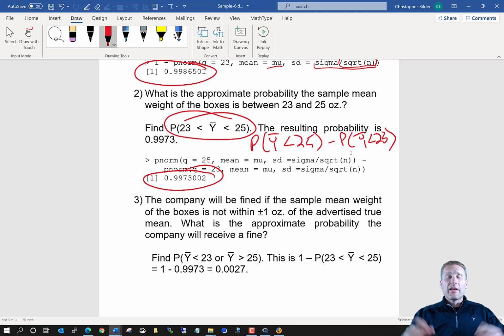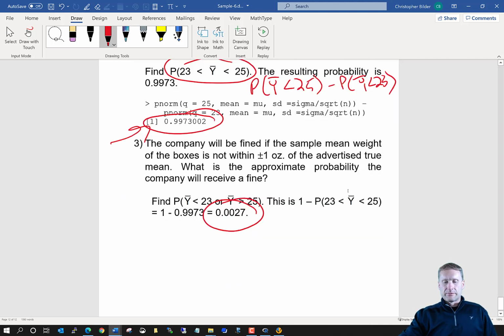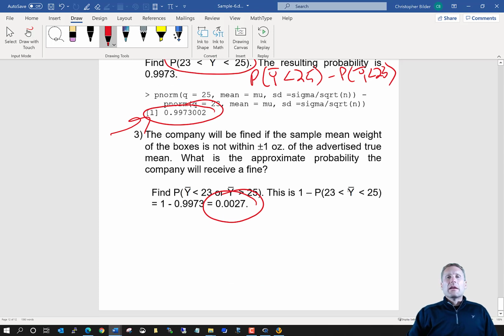So on a test, I will often ask you a question like this. Well, do you think that the FDA official is going to find something wrong with how they're filling the boxes? Well, given this result here, the answer would be no. It would be very unlikely. Here's the actual probability of finding it. Okay, so that is the end of this particular set of notes.